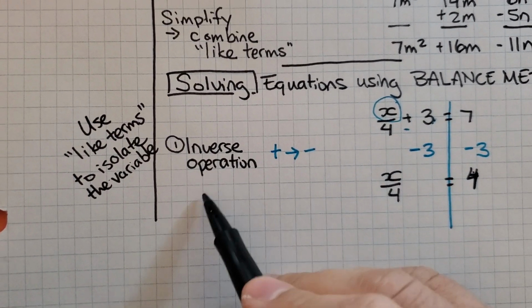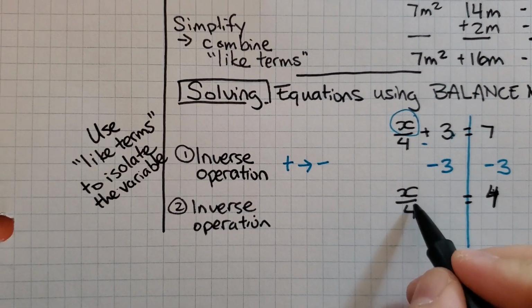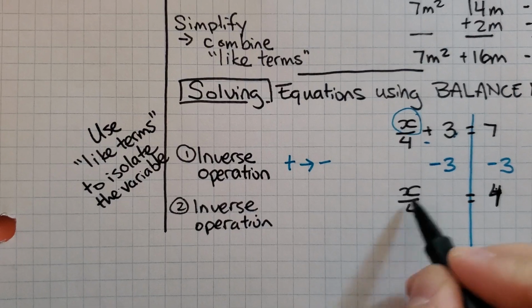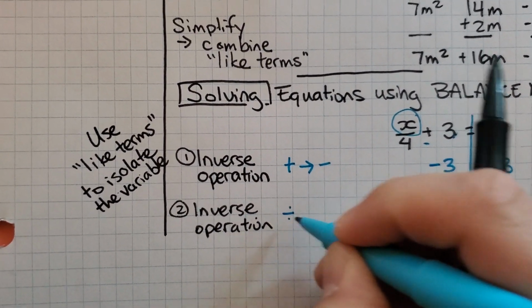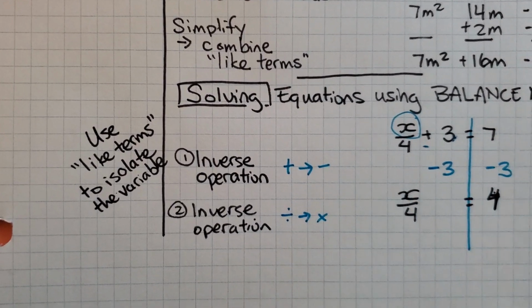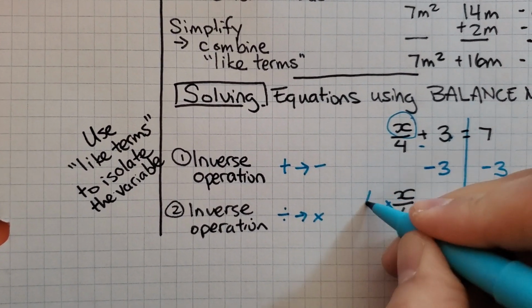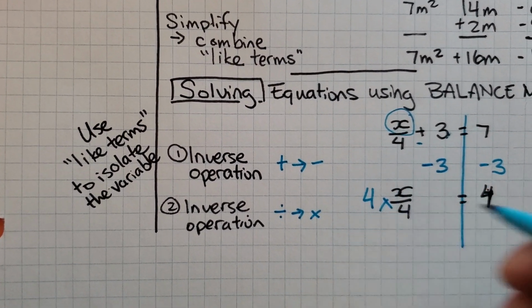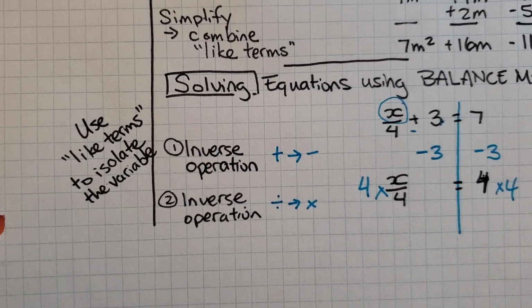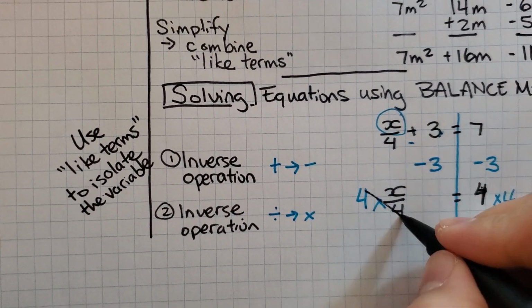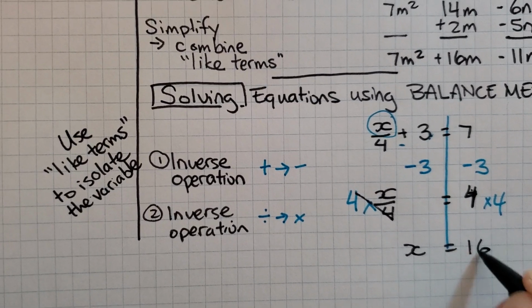And then we do the same thing. We're going to try and get rid of this 4. Right now that 4 is being divided. The opposite operation, multiply. So here we're going to multiply by 4. Whatever you do to this side, do to the other side. And then you write down the answer. Those cancel out. X equals 16.